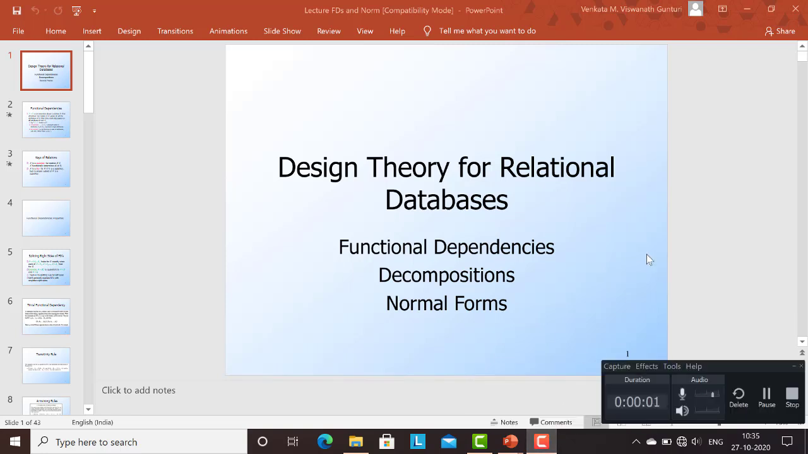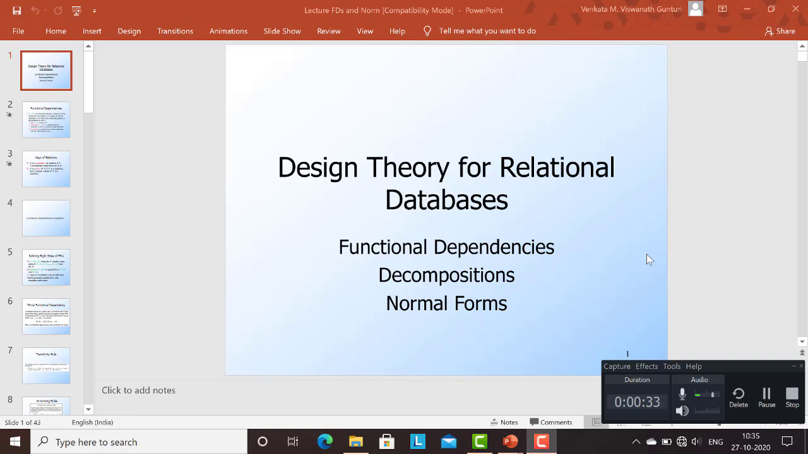Hello everyone. With this video, we are going to start a new module called Design Theory for Relational Databases. In this module, we'll cover the basics of functional dependency theory, and we will talk about normalizations like BCNF and 3NF, and then we'll also talk about some algorithms to decompose a relation so that the end result is either 3NF or BCNF, right?